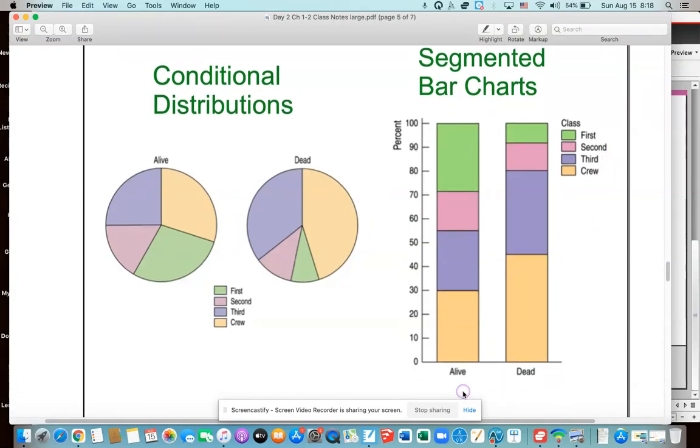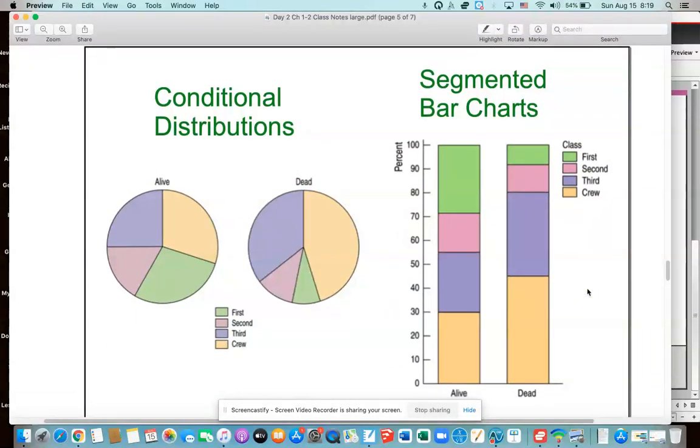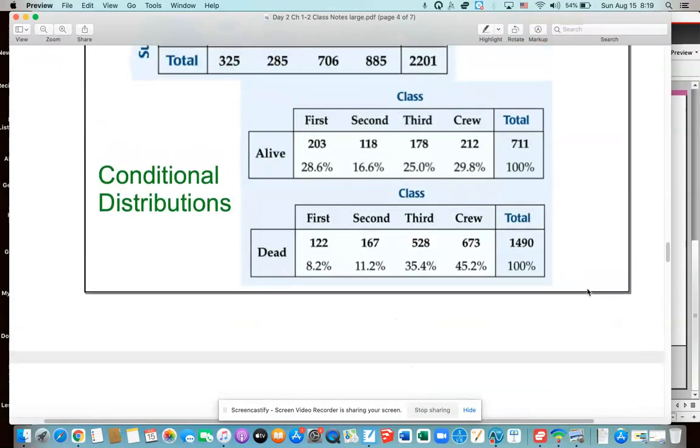In this case, we're talking about alive and dead, who ended up alive depending on their class, and who ended up dying on the Titanic depending on their class. As you can see, the higher the class goes, the more people were able to stay alive, right? The lower the class, more people died, percentage-wise, especially. Okay, so that's some different ways you can look at categorical data.